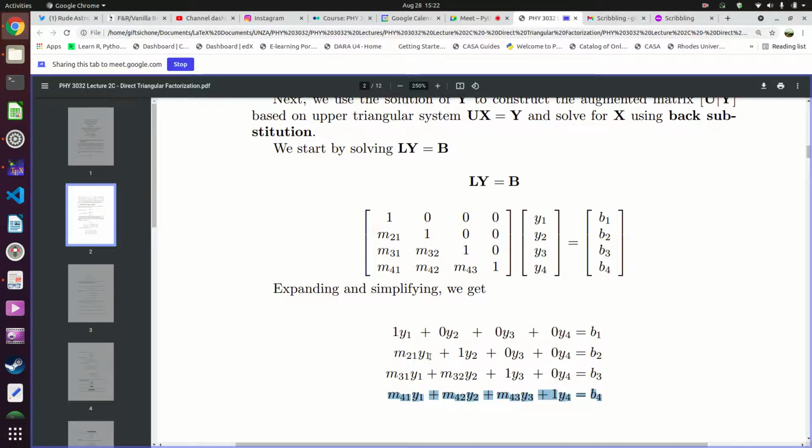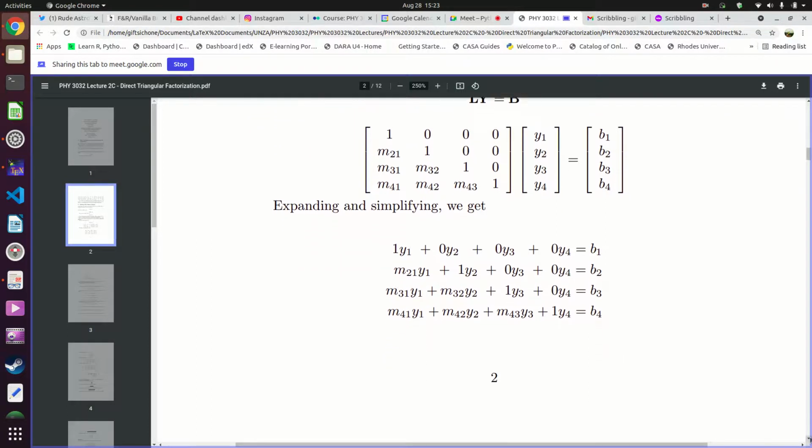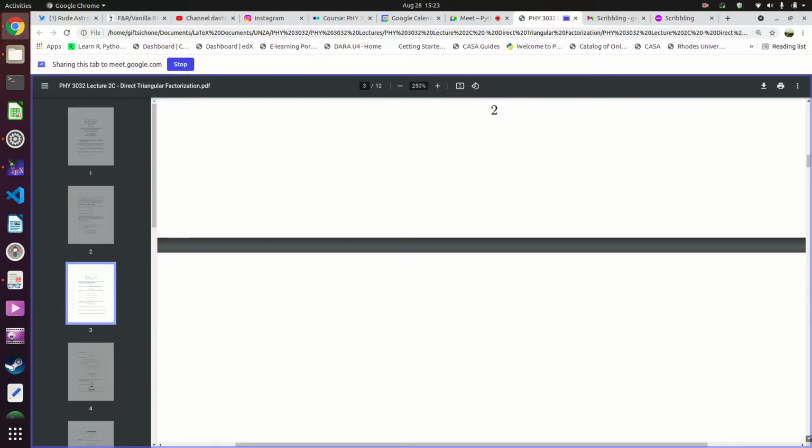Then m21 y1 plus 1 y2 plus 0 y3 plus 0 y4 equals b2. Then m31 y1 plus m32 y2 plus 1 y3 plus 0 y4 equals b3. Then here you've got m41 y1 plus m42 y2 plus m43 y3 plus 1 y4 equals b4. When you get rid of those zero terms, you end up with the following.